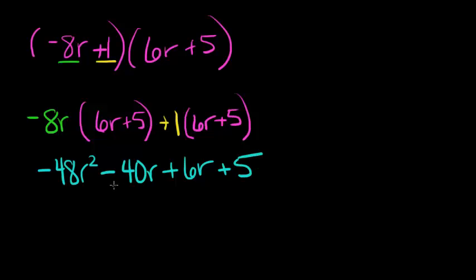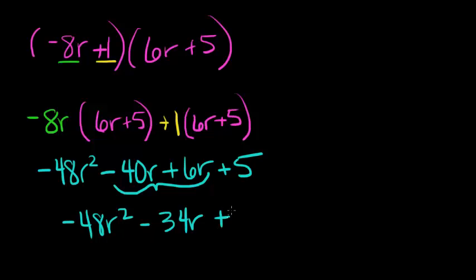The last step in doing this is to combine these like terms. And if you follow this method, these like terms will always come in the middle. It's negative 48r squared. Now, careful of signs. Negative 40 and positive 6 is negative 34r plus 5. And that's your final answer.